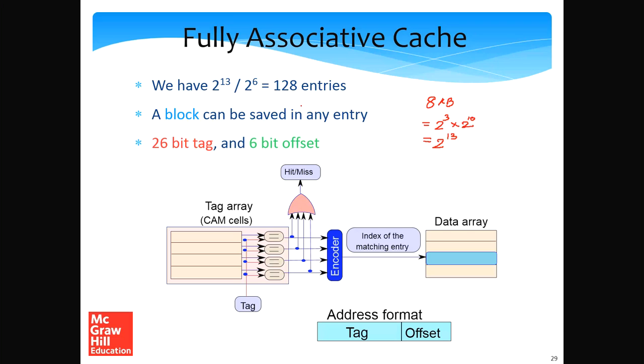This is the number of bytes that we have in our 8 kilobyte cache, 2 to the power 13. And since one block is 2 to the power 6 bytes, 64 bytes, what is the maximum number of blocks that we can have in the cache? 2 to the power 13 divided by 2 to the power 6 is 2 to the power 7, so 128. So we can have 128 blocks, and the cache will have 128 entries. In a fully associative version of our cache, we'll have 128 entries in the block array and 128 entries in the tag array, with a one-to-one correspondence.